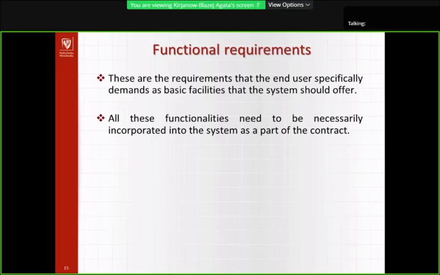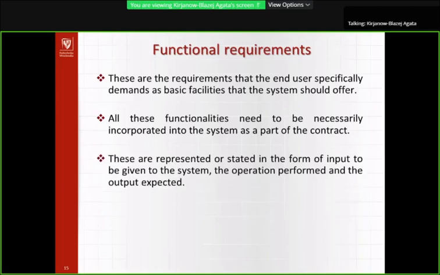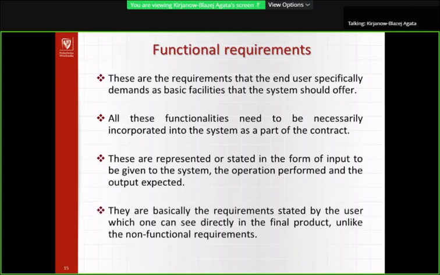They are represented or stated in the form of input to be given to the system, the operation performed, and the output expected. These are basically the requirements stated by the user, which one can see directly in the final product, unlike the non-functional requirements.